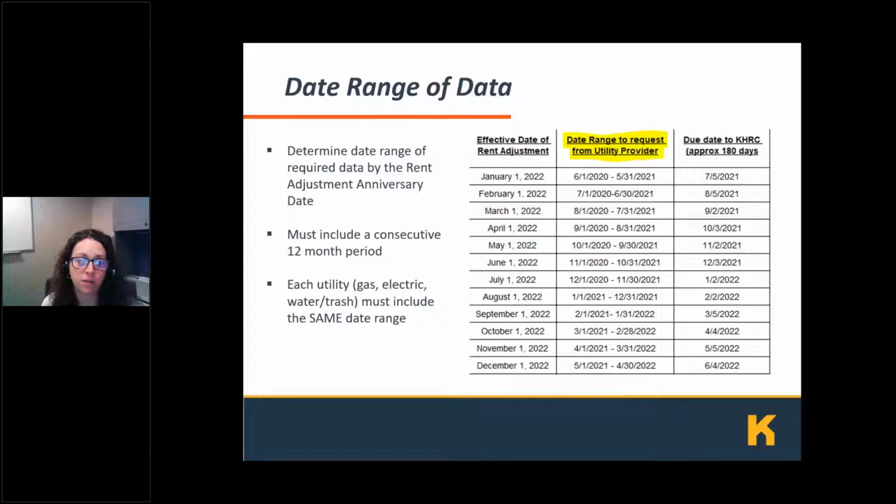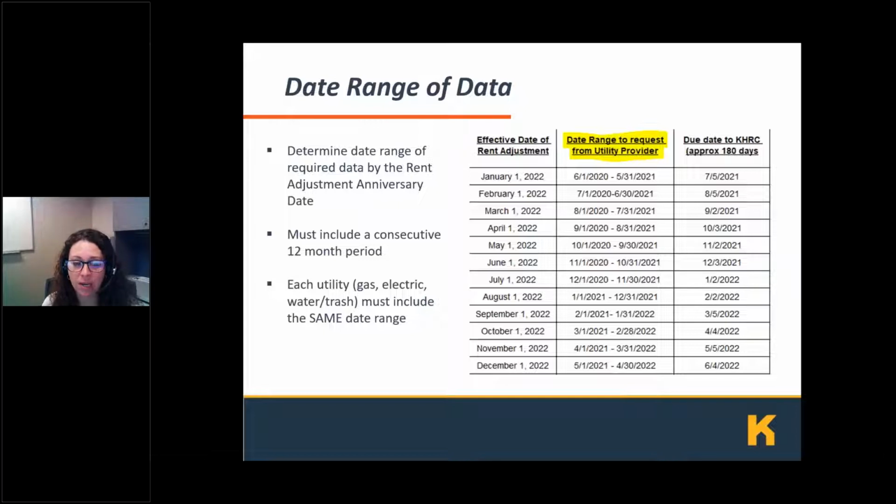Last, each utility must include the same date range. So there are many properties, and we have a good mix of both, who have just one utility that the tenants pay, could be gas or electric, and then other properties where the tenants pay electric and gas and possibly water, trash. So when you're requesting data from your utility, you'll want to make sure that you give the same date range to each utility company.